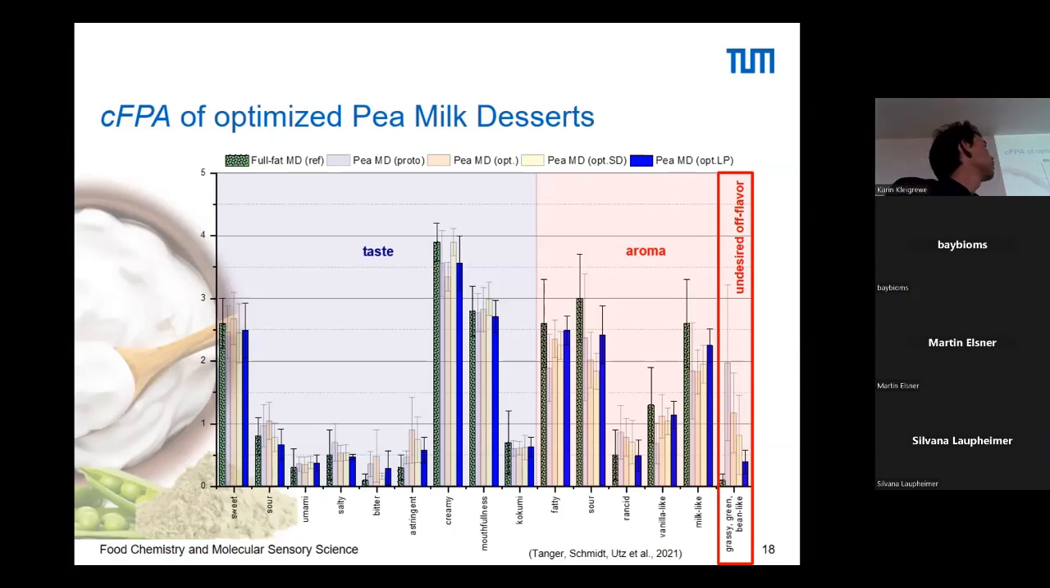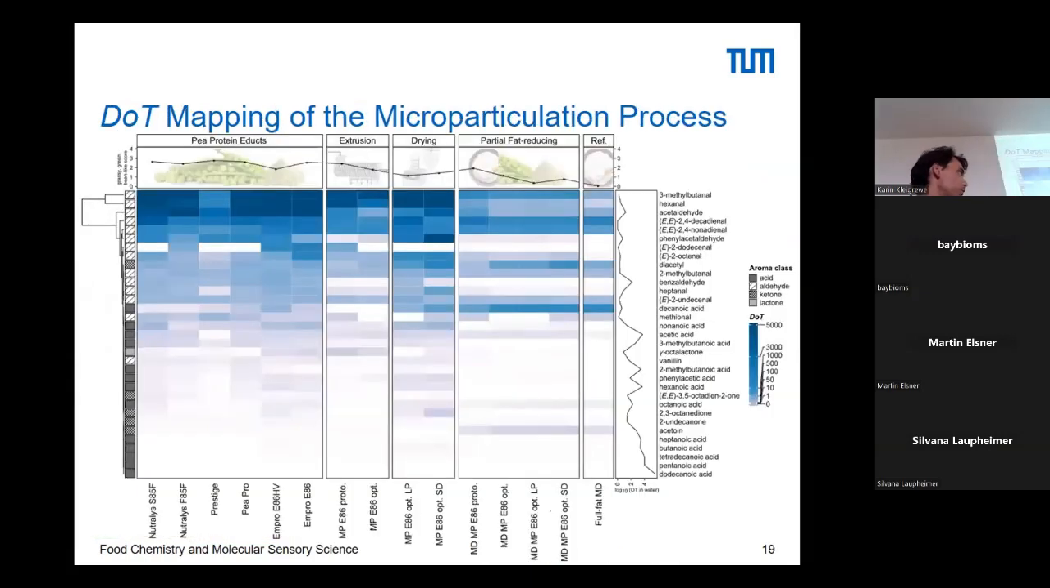But with the help of optimized pea protein microparticulates generated by the Chair of Food and Bioprocess Engineering, we could clearly reduce this off flavor, and the best one was within this blue-colored PMD, and showed almost no grassy, green bean-like off aroma. And how could we achieve that?